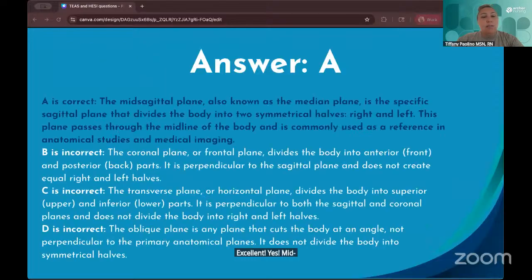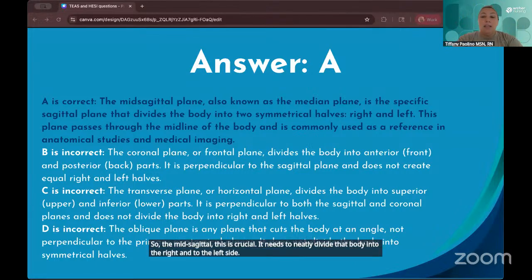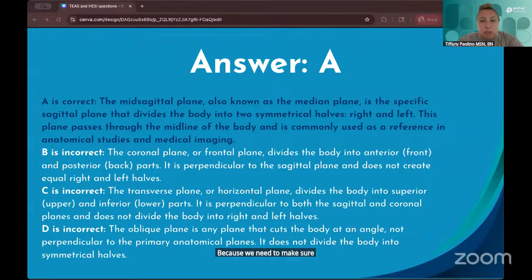Mid-sagittal. If you guessed mid-sagittal, you are absolutely correct. So the mid-sagittal, this is crucial. It needs to neatly divide the body into the right and the left side because we need to make sure everything is symmetrical. And that's what this is. It's a reference point for symmetry.